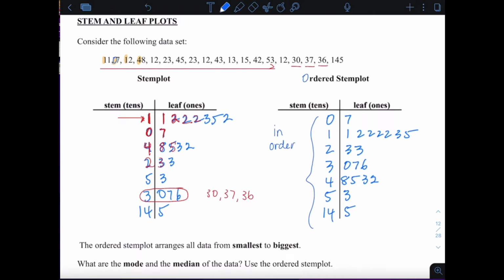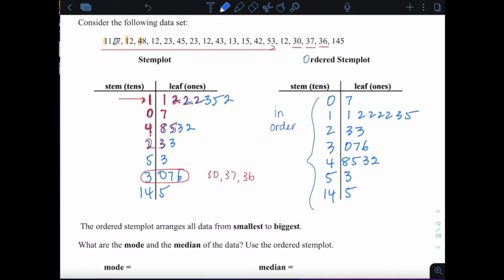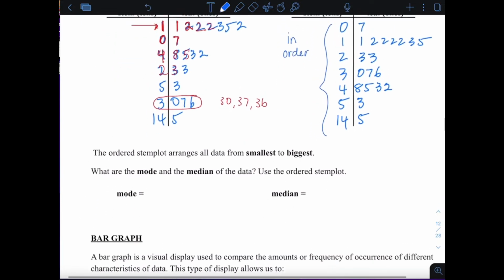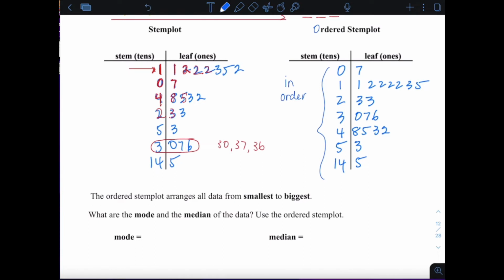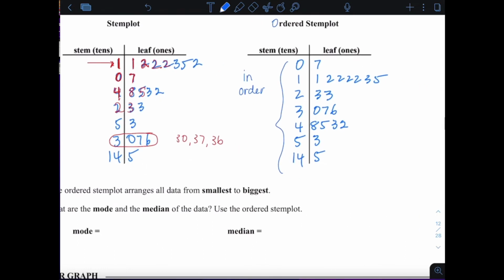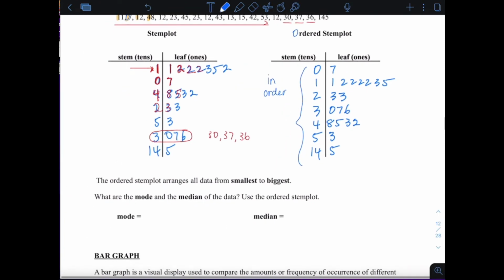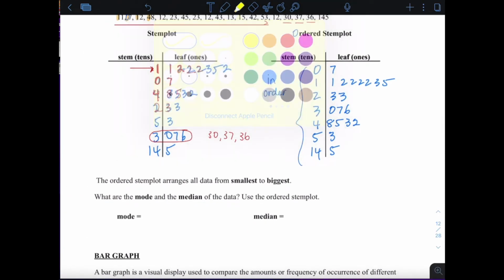And also, they represent exactly the same thing. It's just a matter of whether I'm asking you for a stem plot or an ordered stem plot, okay? What are the mode and median of the data? If you remember, the mode is the number that appears the most in your set. So it's really easy to see the mode. Let's look at the right-hand side, the ordered stem plot. I think it's pretty easy to see here that the number that appears the most has to be the number 12.